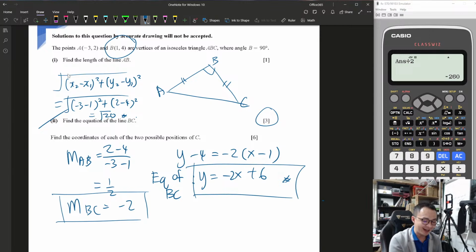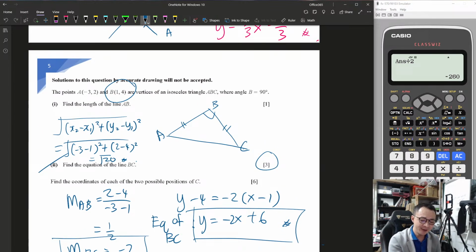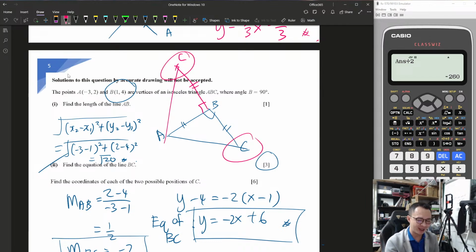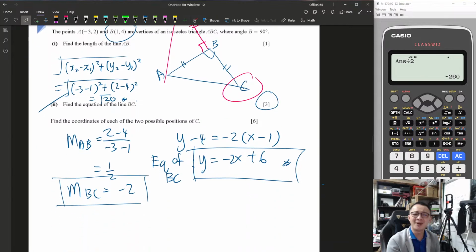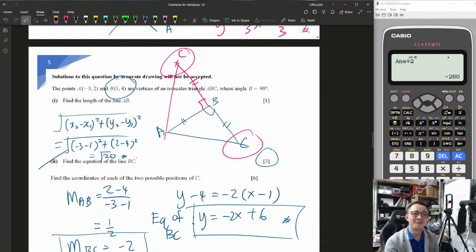Then find the coordinates of the two possible points of C. Why are there two possible points? C can be here, or C can be on the other side. You can see ABC still have the same distance, and at the same time they are also perpendicular, right? So there are two possible places for C. But they give you 6 marks, so you should expect a lot of work here. You can use locus if you want to, or you can just use the distance equation.